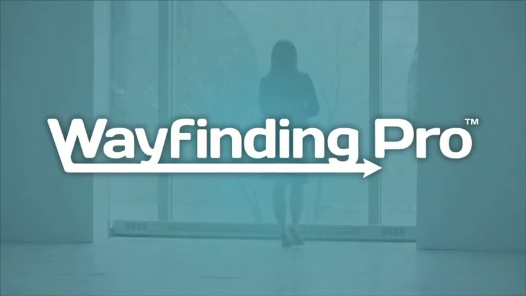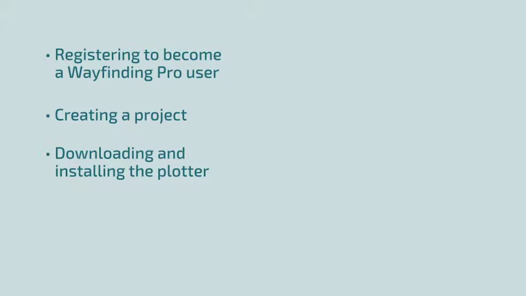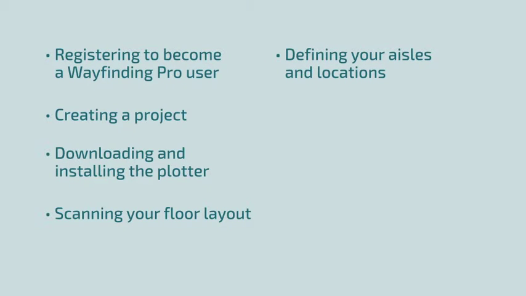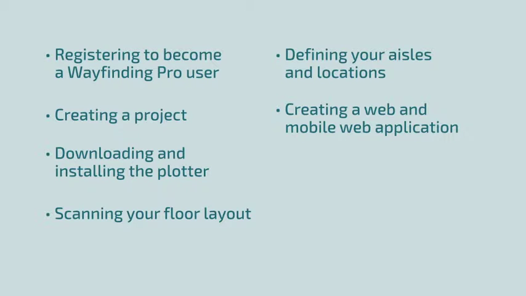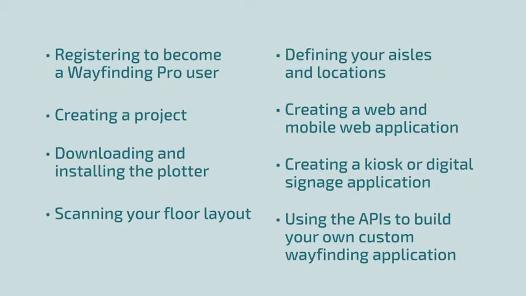We'll cover these topics: registering to become a Wayfinding Pro user, creating a project, downloading and installing the plotter used to map your floor plan, scanning your floor layout, defining your aisles and locations, creating a web and mobile web application, creating a kiosk or digital signage application, and using the APIs to build your own custom wayfinding application. At the end of this video, you will have enough knowledge to get started on your first project, and you'll be on your way to learn all of the many features of Wayfinding Pro.